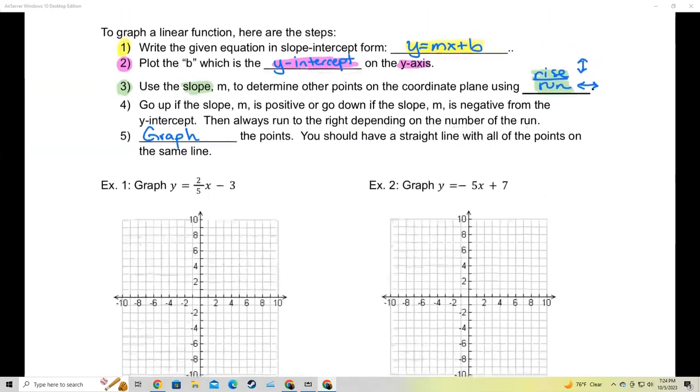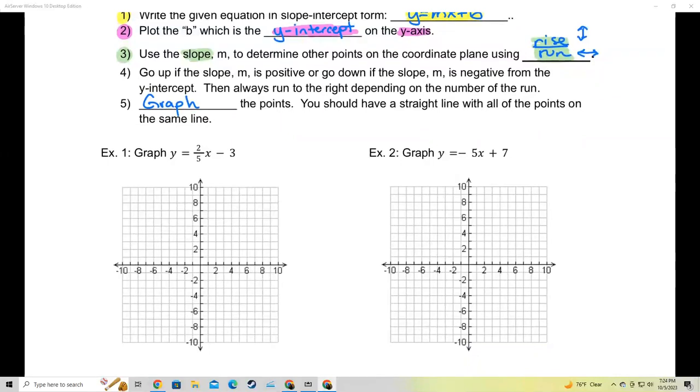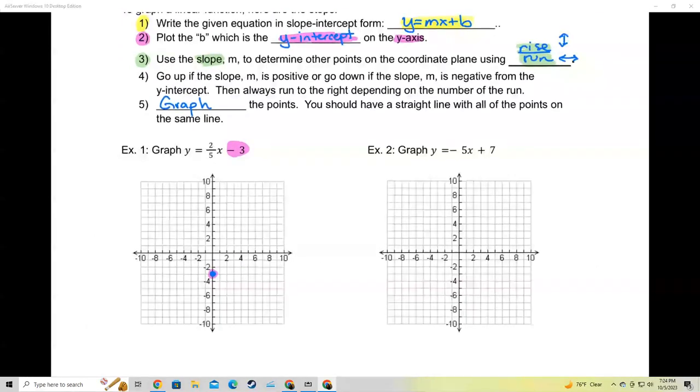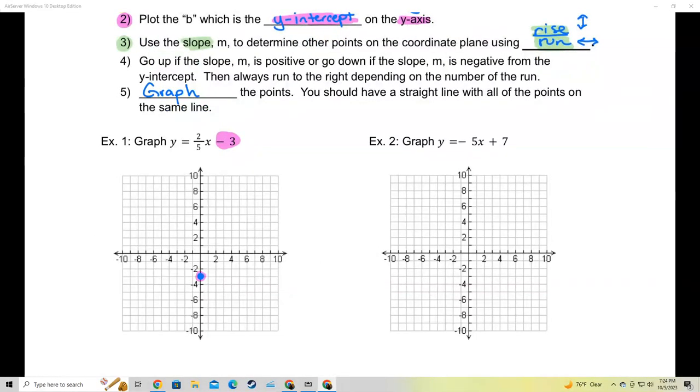Step number 2, I'm going to plot the b. My b, or my y-intercept, in this case, is -3. So where I see a -3 on the y-axis, I'm going to put a dot at -3. That is my y-intercept. I also call it my starting point, okay? So we are done with step 2. I plotted the y-intercept. Step 3 says use the slope to determine the other points using rise over run.